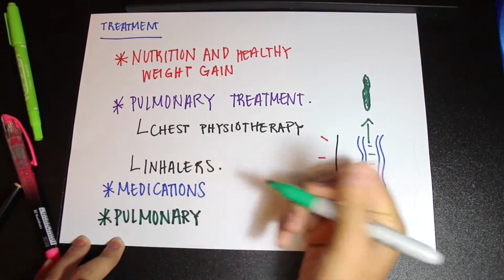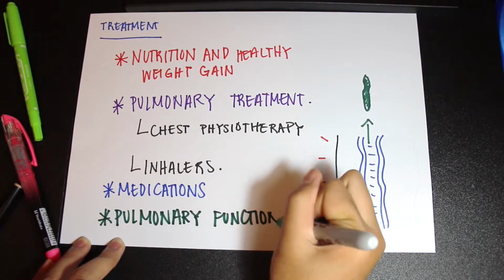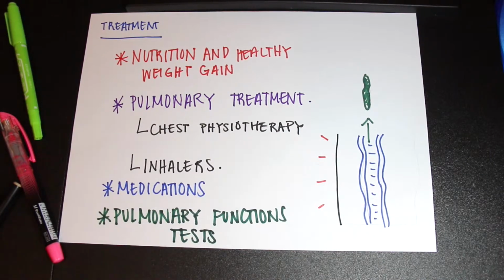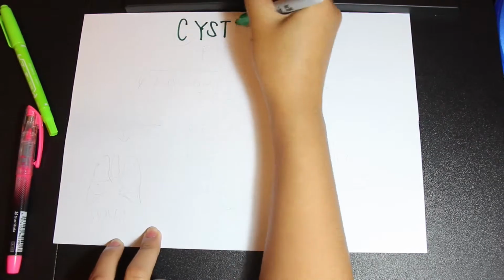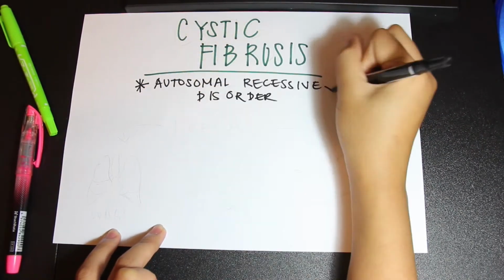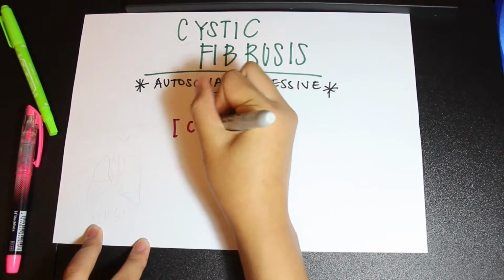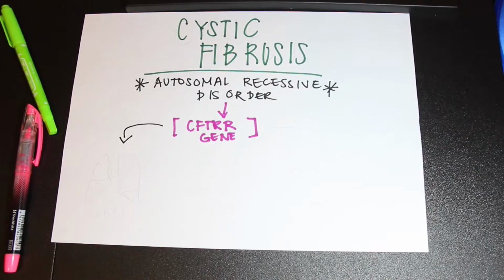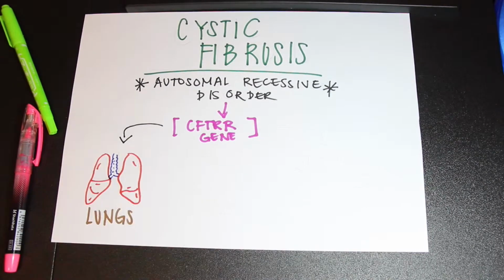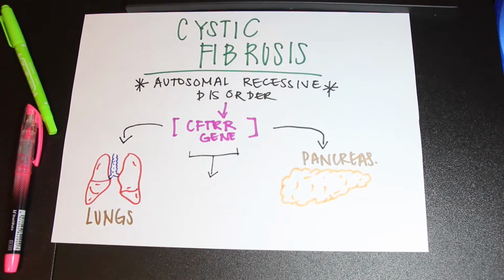CF lung disease is obstructive, so pulmonary function tests are regularly used to monitor the disease. For a quick recap, cystic fibrosis is an autosomal recessive disorder involving the CFTR gene, which most noticeably causes issues with the lungs and pancreas, but can also affect other organs.